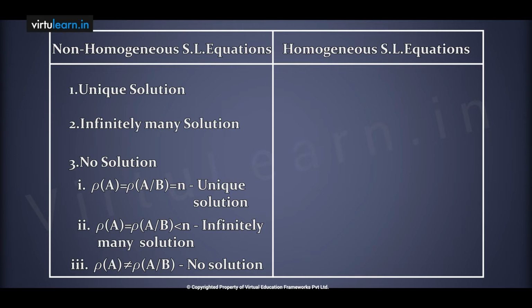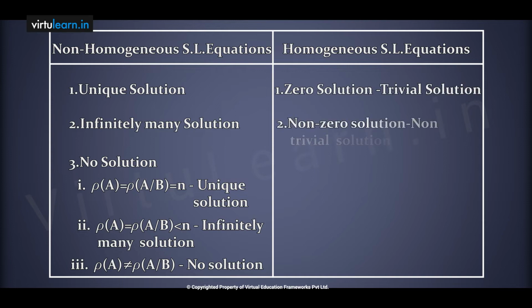Next, what type of solutions are available for a homogeneous system of linear equations? There are only two types of solutions. One is zero solution, the other is non-zero solution. The zero solution is also called the trivial solution. The non-zero solution is also called the non-trivial solution. And one very important point: every homogeneous system is consistent, means every homogeneous system has a solution.